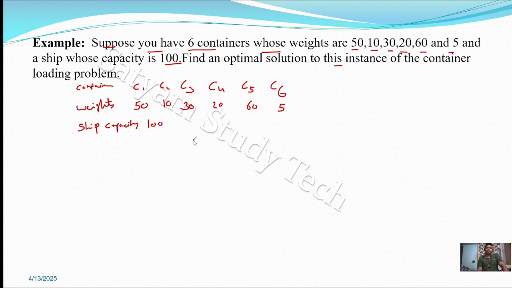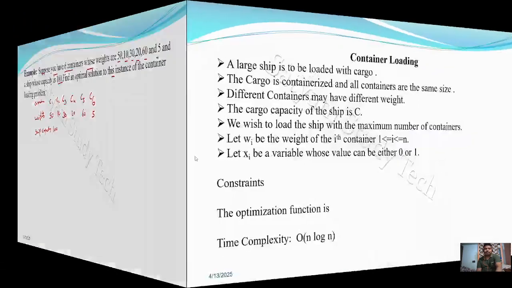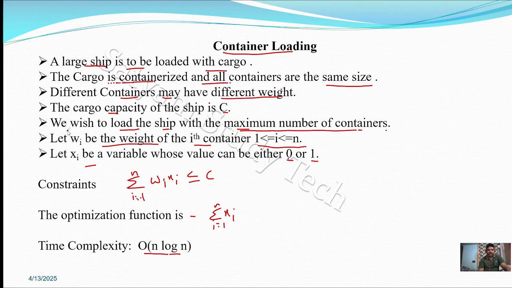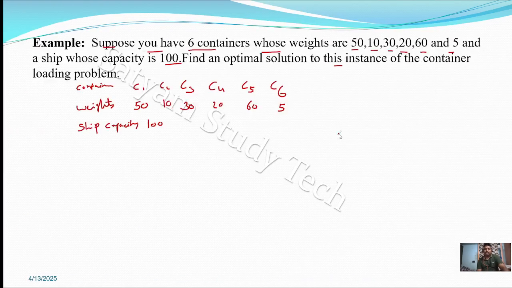This is the given data. Now we can solve this problem by using the greedy method. One important point here is that we wish to load the ship with the maximum number of containers. How can we take the maximum number of containers? Here the weights are arranged in ascending order, and then only can you load the maximum number of containers in that ship.